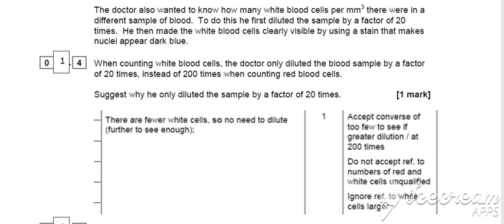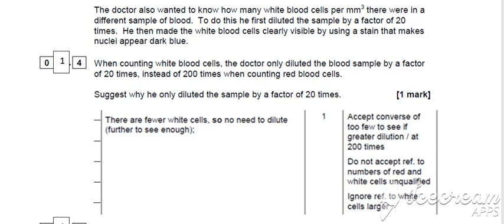The doctor also wanted to know how many white blood cells per millimetre cube there were in a different sample, so he diluted it by a factor of 20, and he made the white blood cells visible using a stain that makes the nuclei appear dark blue. When counting the white blood cells, the doctor only diluted it by a factor of 20 times instead of 200 times. Why did he only dilute it by 20 times?